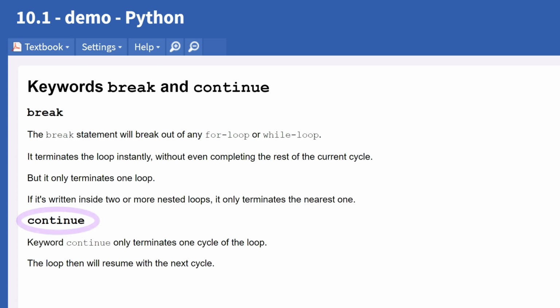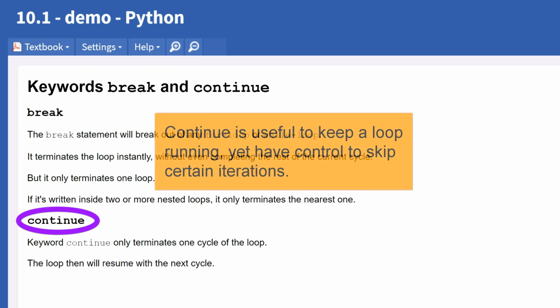The keyword continue only terminates one cycle of the loop. The loop will then resume with the next cycle.